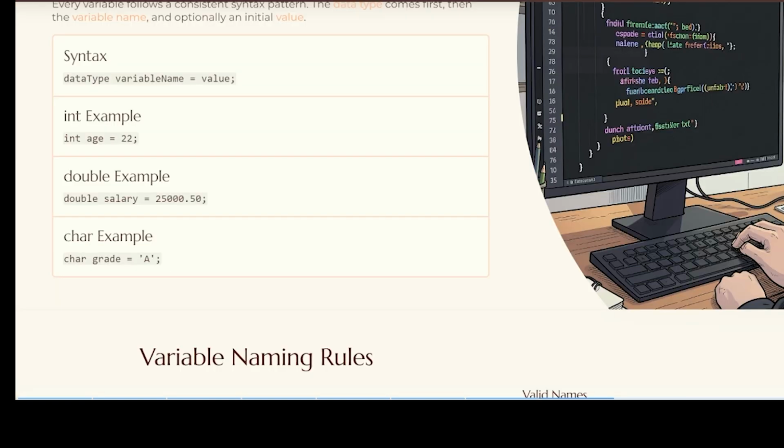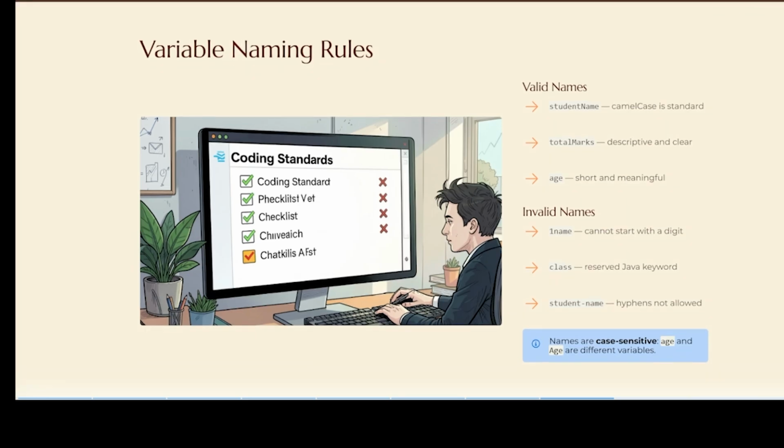Next, we are going to see the variable naming rules. I already said that variables have some restriction rules, right? So all of that we will be seeing here. Looking at the valid names, studentName in camel case is allowed, and totalMarks is also camel case and allowed, and it is descriptive and clear. We will know what total marks is, right? It's meaningful. And age is short and meaningful. This is also a valid name.